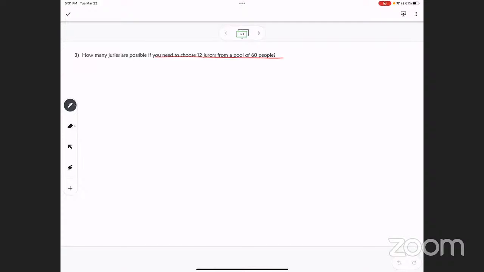How many juries are possible if you need to choose 12 jurors from a pool of 60? So one way to write it is 60 choose 12. Okay. And do you have the formula for combinations?